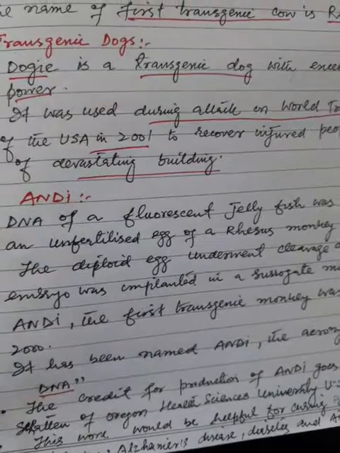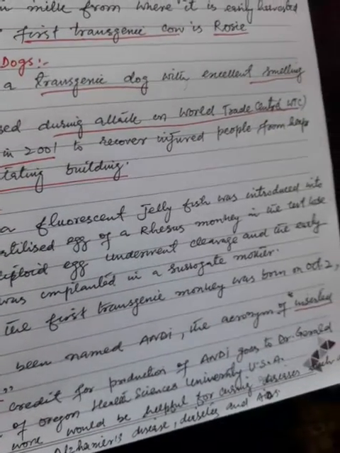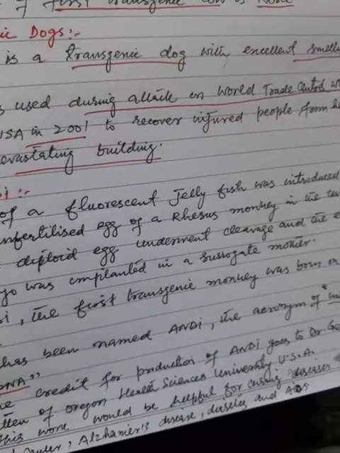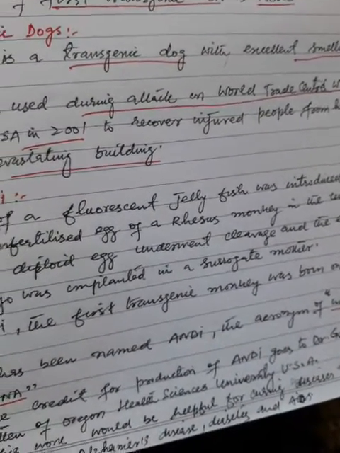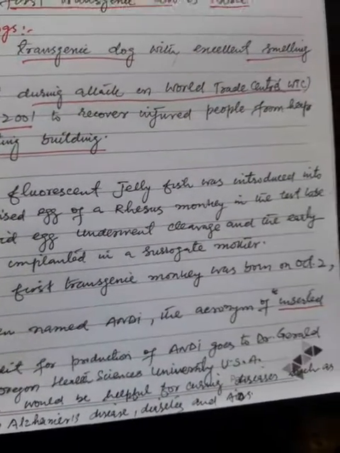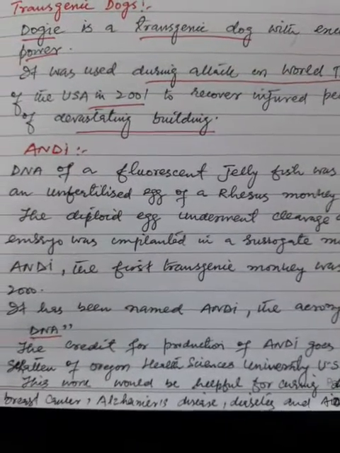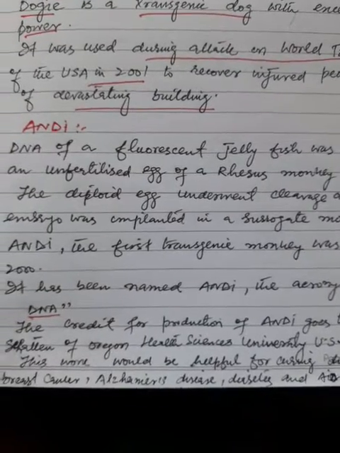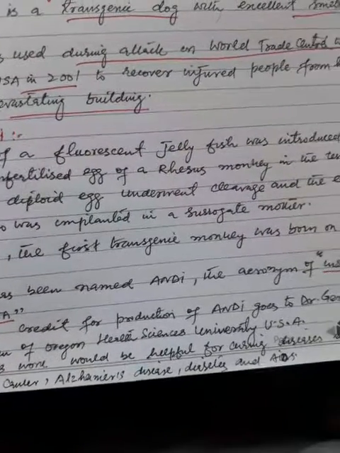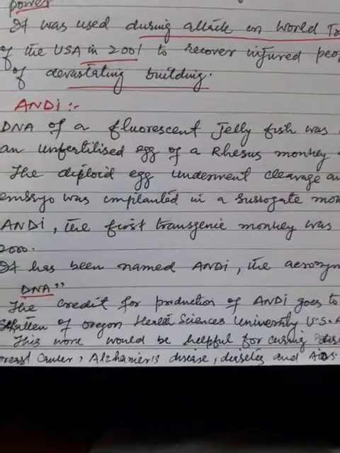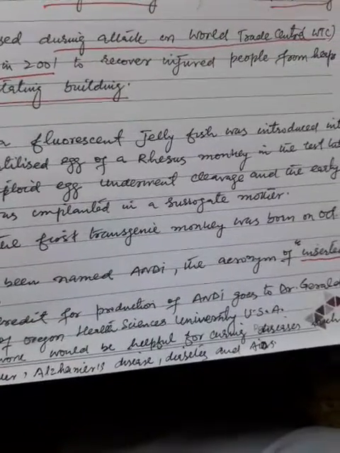Andy. DNA of a fluorescent jellyfish was introduced into an unfertilized egg of a rhesus monkey in the test tube. The diploid egg underwent cleavage and the early embryo was implanted in a surrogate mother. Andy, the first transgenic monkey, was born on October 2, 2000. It has been named Andy, the acronym of inserted DNA.